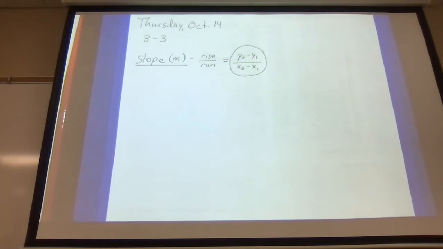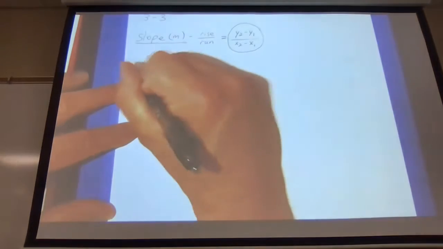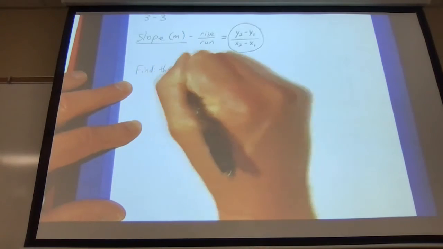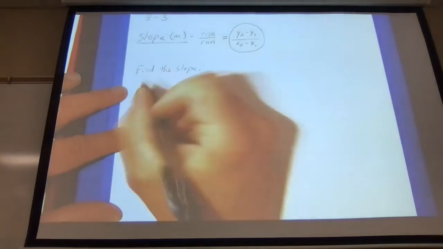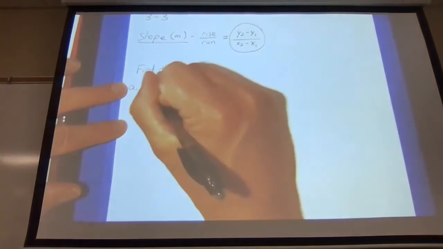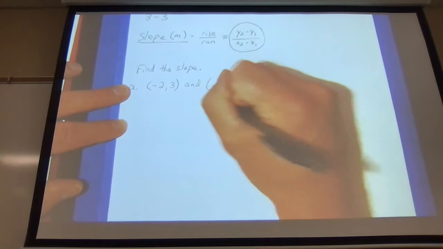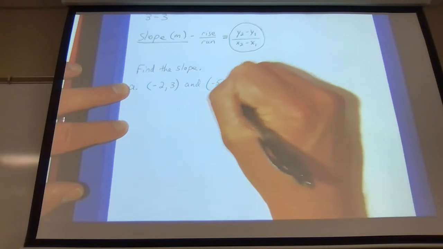How many people remember seeing that last year in algebra? Okay. So this should be a breeze. Scoot through this fairly quickly. Here's what they're going to do. They're going to tell you to find the slope. They're going to give you 2 points. And just so we're used to it, we'll put some negatives in here. Let's find the slope between the points -2, 3, and -5, -5.